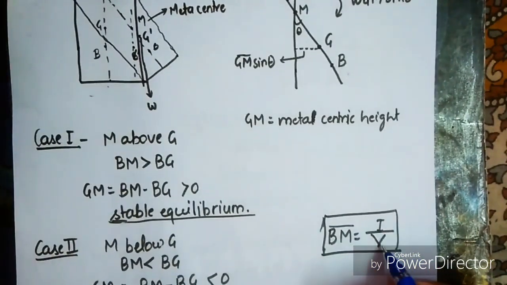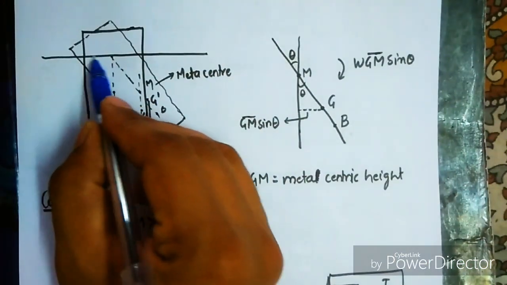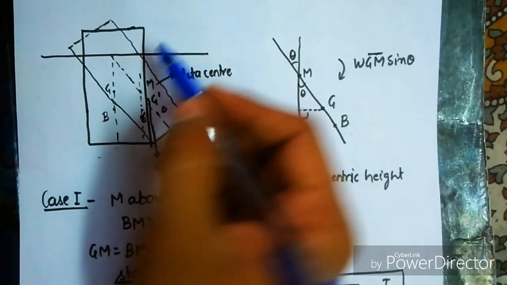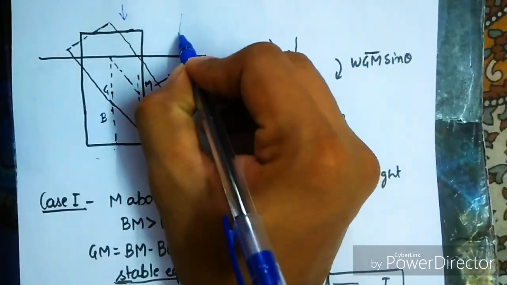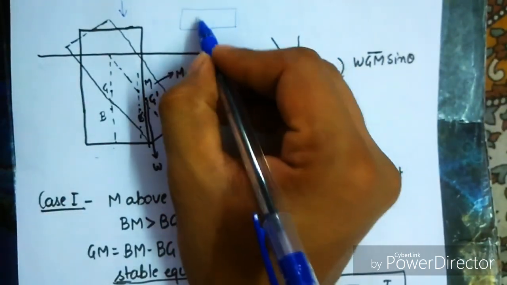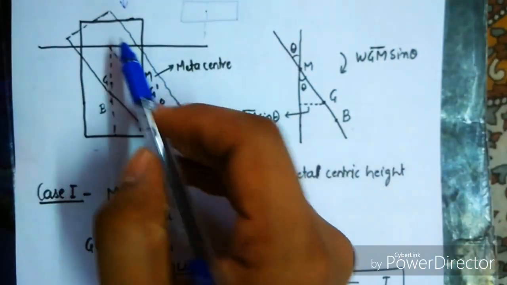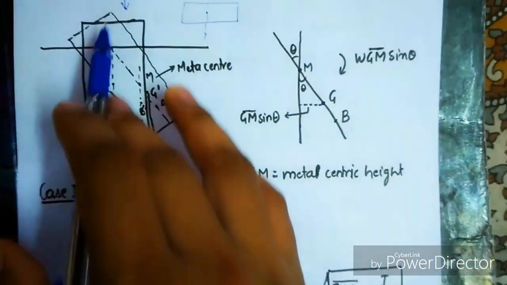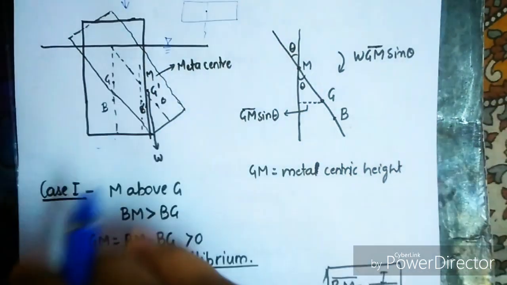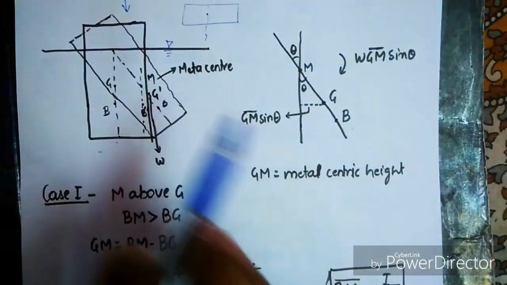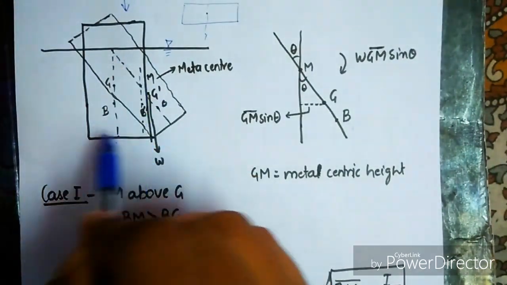BM equals I upon V. Here I is the moment of inertia of this plane that is in contact with the liquid. If we see it from the top and it is a rectangular plane, then it is like this. So the moment of inertia of this plane about this axis, and we will find the I from this surface that is at the verge of submerging. And V is the volume of this solid body inside the liquid.